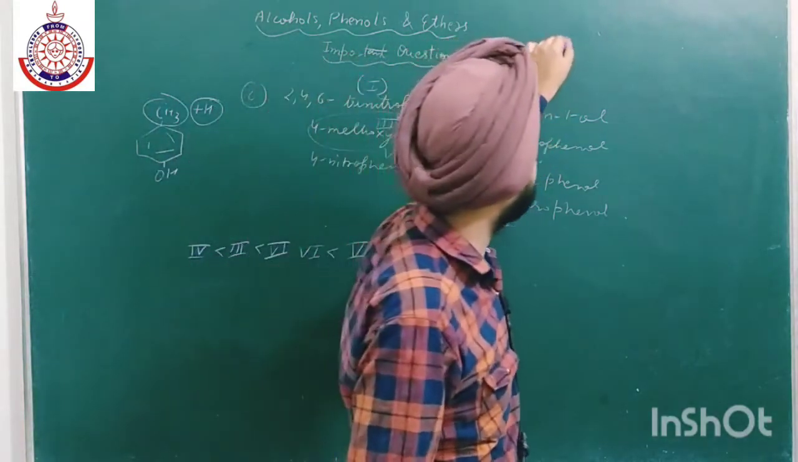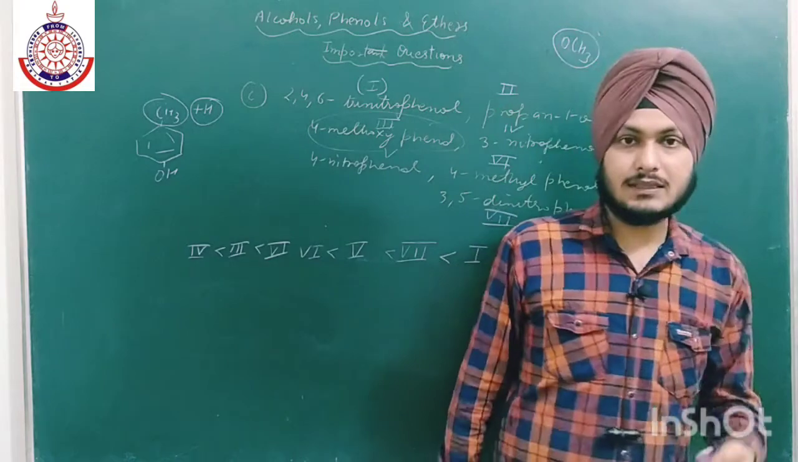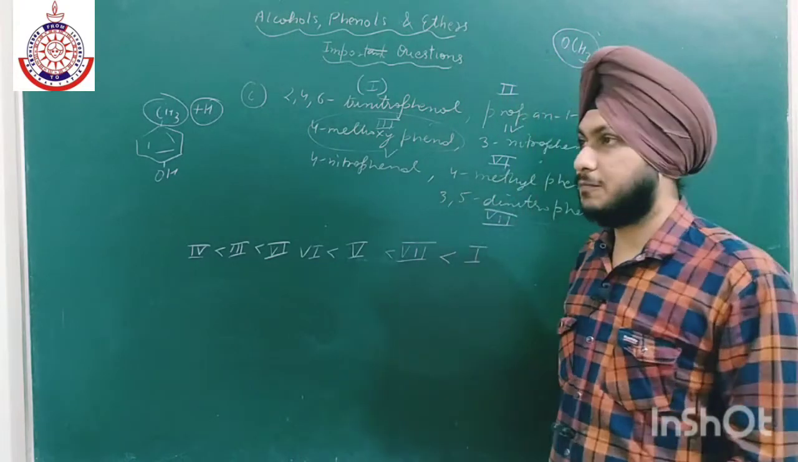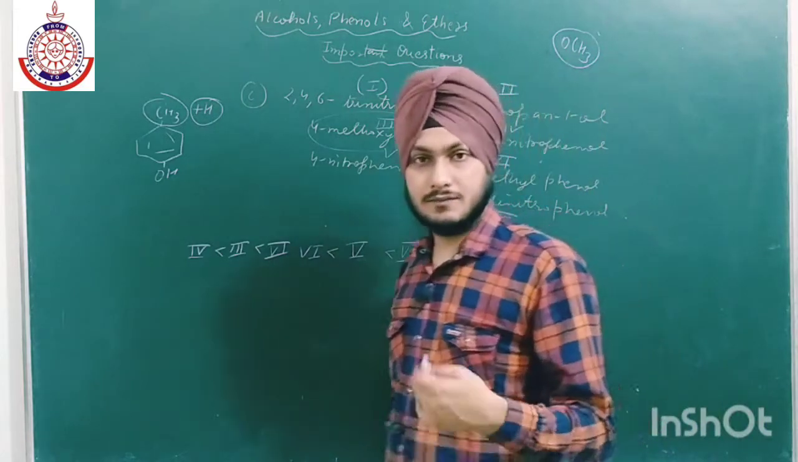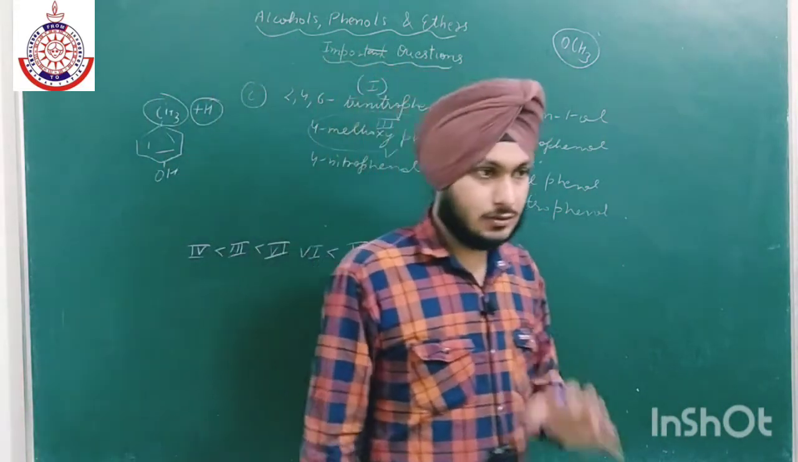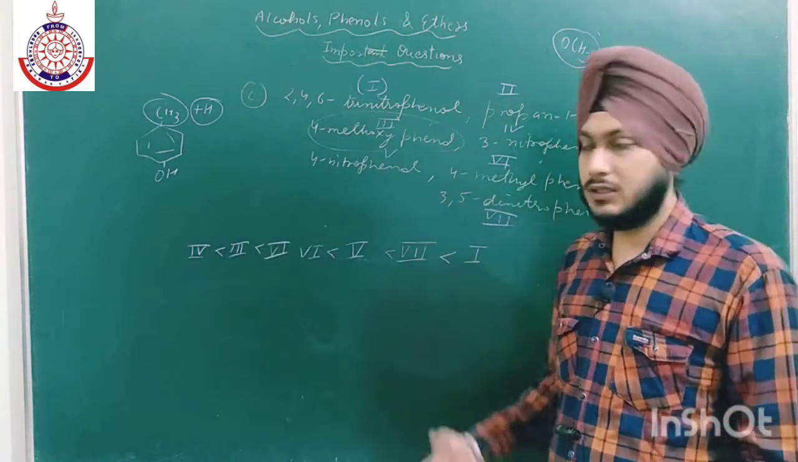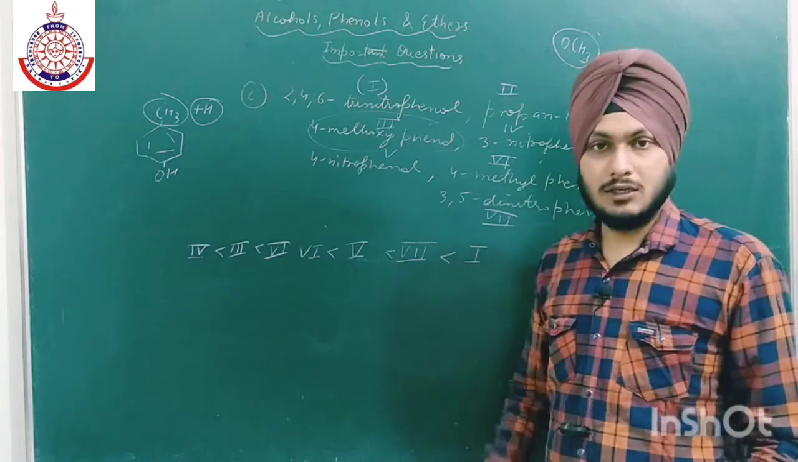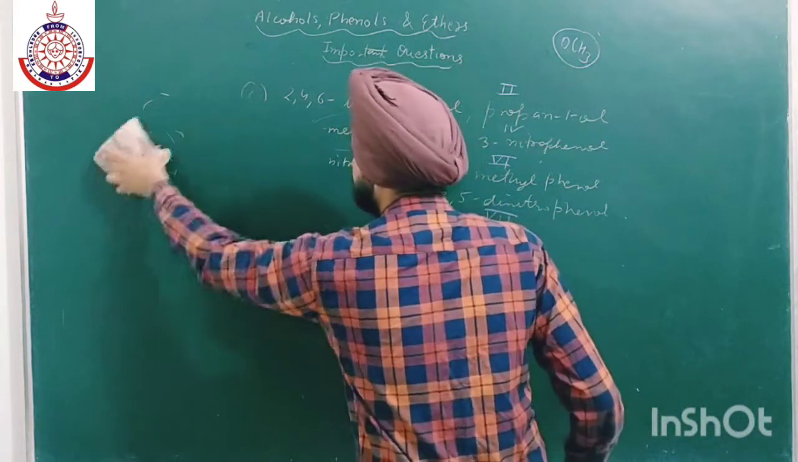Methoxy means the OCH3 group. So the plus R of the methoxy group is more than that of CH3. CH3 shows plus H. Okay, so this question is very, very important because it contains 2 or 3 different types of information. So we get to know a lot of things from this question.